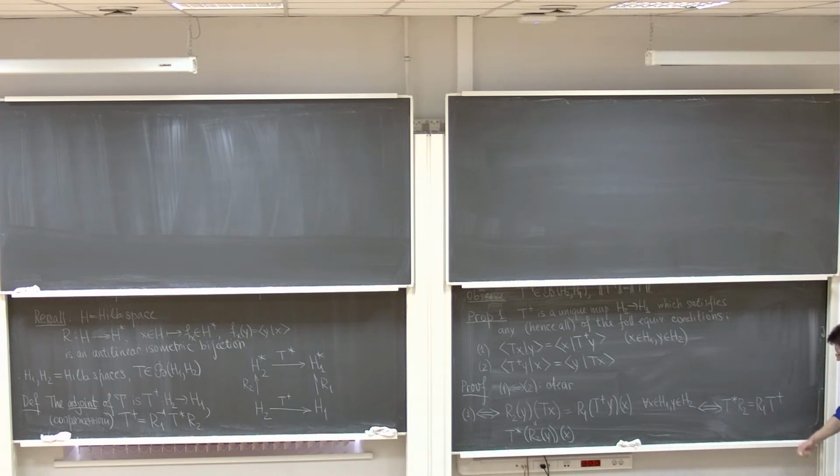And since R1 is a bijection, we can equivalently write this as follows. T plus equals R1 inverse, T star R2. And this is nothing but our original definition of T plus. So this completes the proof.